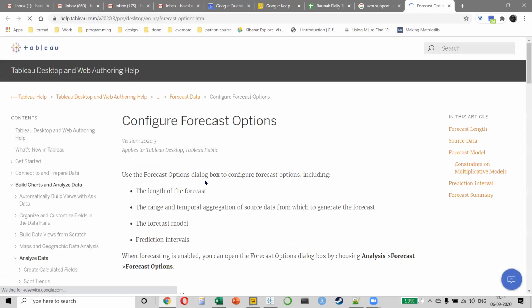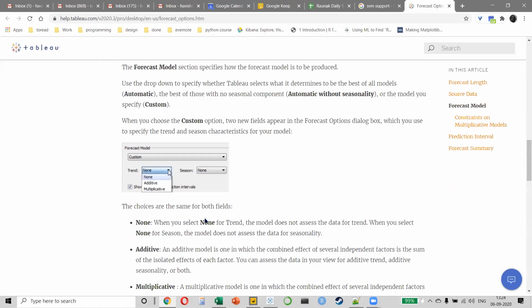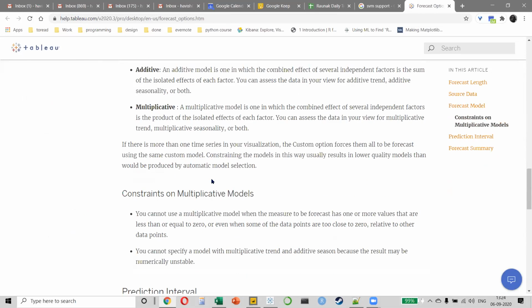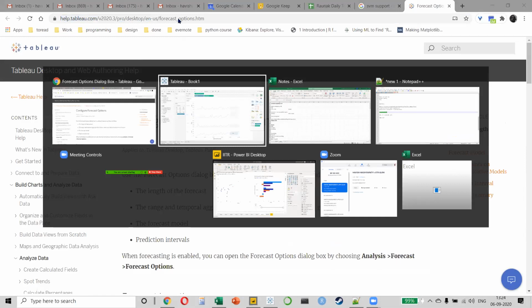They don't explain how forecasting works. They explain how forecasting works on Tableau, right? And everything is explained really well. Right? There are a few pages available on this. So just share this link with you as well.